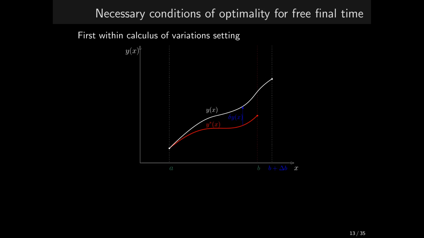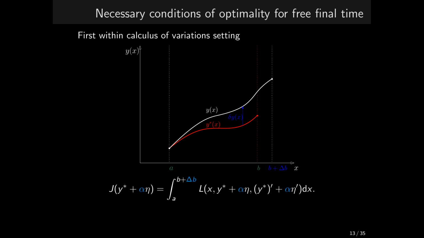Anyway, deviation or perturbation, or actually variation, that's how we call it in the calculus of variations, from the optimal function y star at a given x is labeled delta y of x. We had some discussion of this in our introductory lecture on calculus of variations. The change in the final time is labeled delta b. Here we prepare the ground for the situation in which not only the final time, but also the final state, the state at the final time, is free. The fixed final state case then follows as a special case.